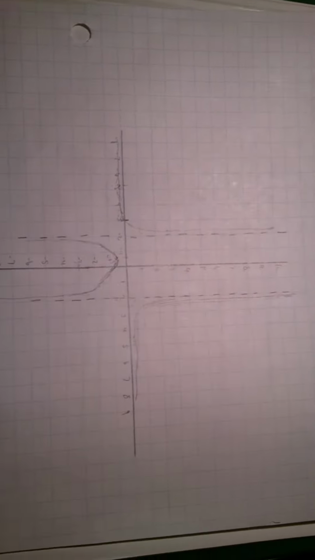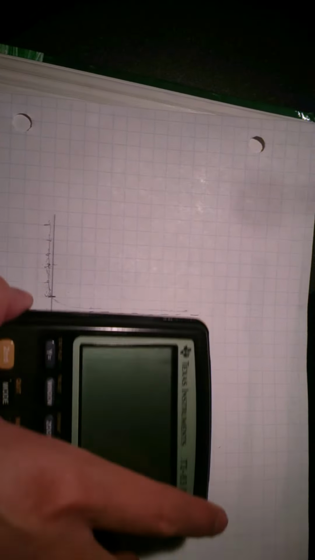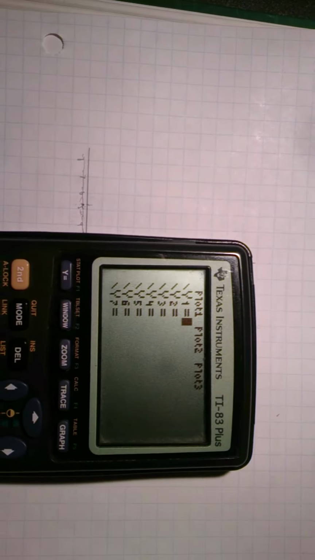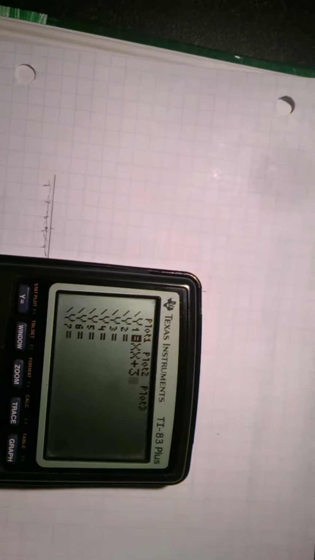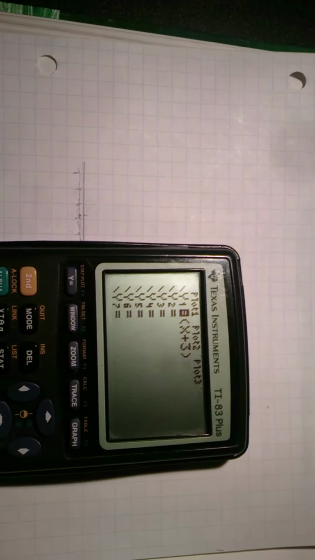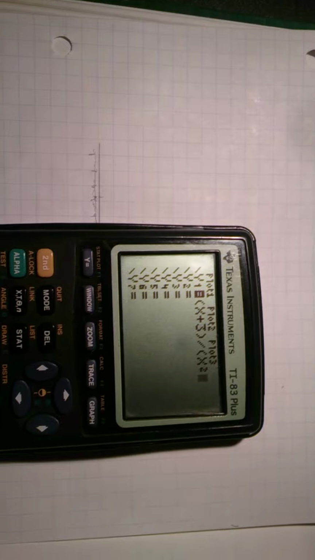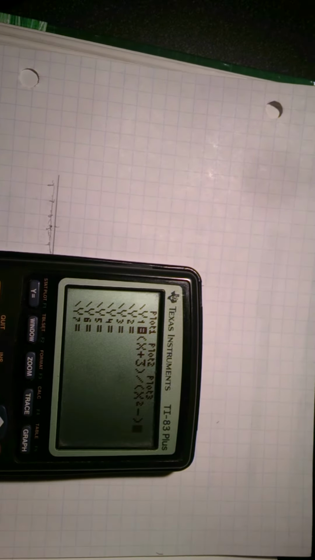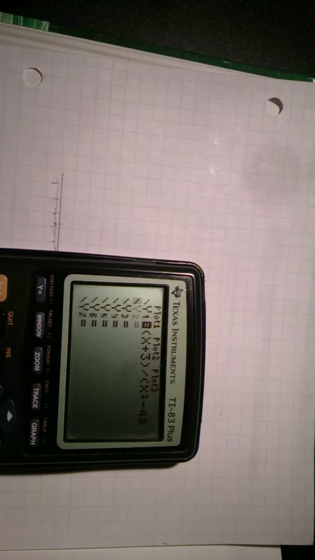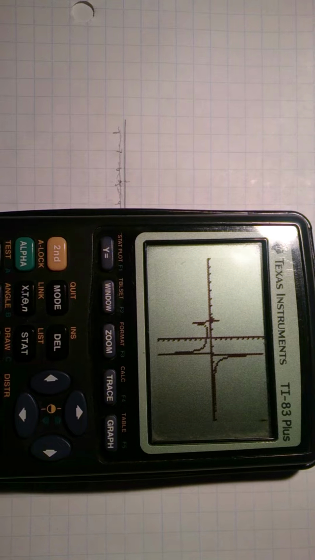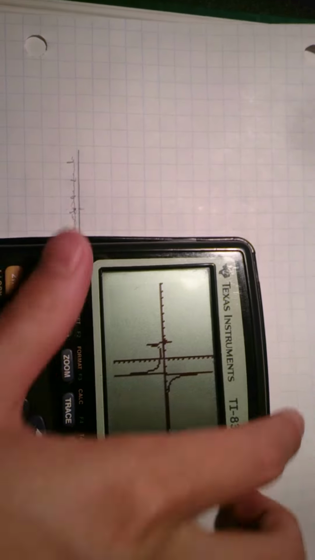And if you want to double check your answer, you can feel free to just plug the equation right into your graphing calculator. So, let's just do that right now. The original equation was bracket x plus 3 bracket divided by bracket x to the power of 2 minus 4 bracket, and we just graph that and make sure our answer is correct. And there you go, that is it.